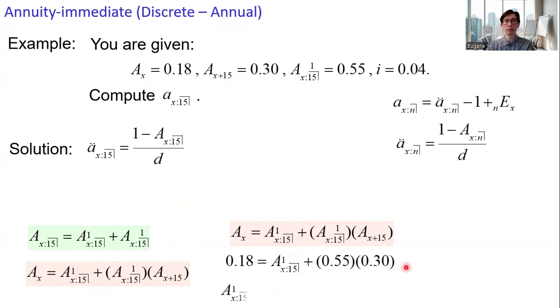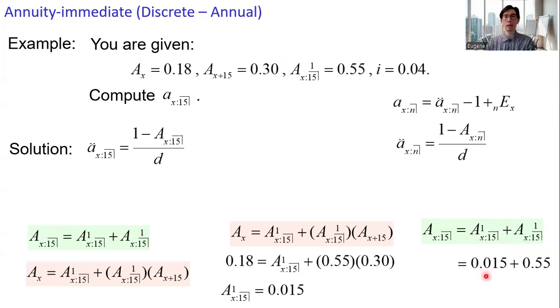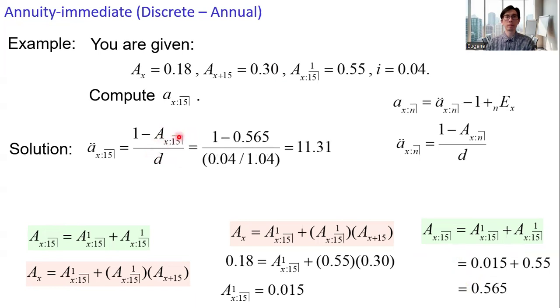Plug in the numbers, and then we get the actuarial present value for that, which is 0.015. Add this quantity to the pure endowment here, and then we get the actuarial present value for the 15-year endowment insurance, which is 0.565. Plug into this expression. And we get 11.31. And this is for the annuity due.